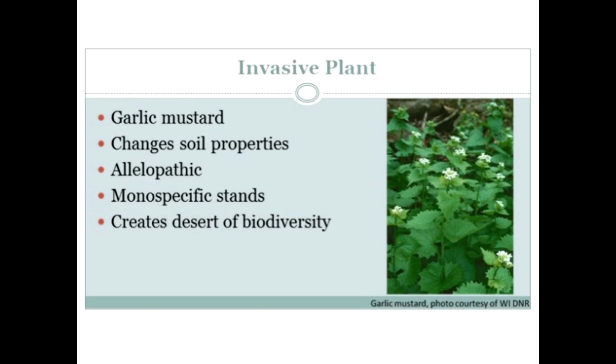And finally, this is probably one many of you are familiar with, garlic mustard. It's a classic invasive plant. It comes in, it takes over in a lot of forest understories, crowds out native plants, causes changes in the soil chemistry, causes change in mycorrhizal fungi, creates what we call monospecific stands, which means nothing else is growing there. And it creates what we call a desert of biodiversity. So the only thing you find growing with it are a few insects maybe that are able to survive on either the leaves or by pollinating the plant. So there really isn't much diversity there compared to what you would find in a native-dominated forest understory.